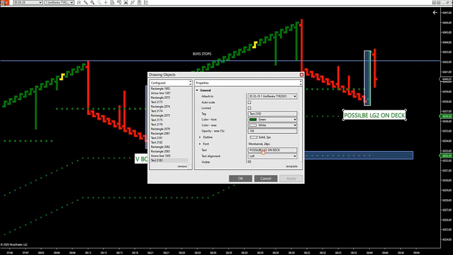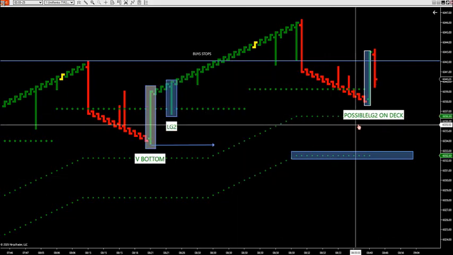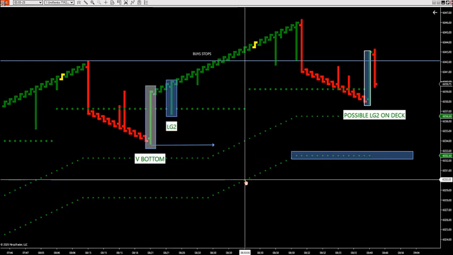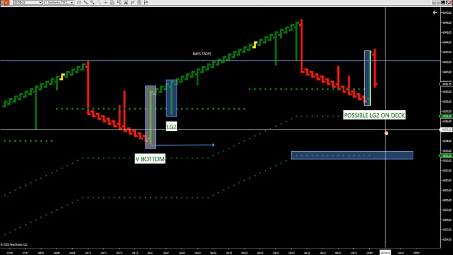Now, I spelled possible wrong. Now we're looking for the next first LG2. Oh my goodness, spelled it wrong again. There we go. Possible LG2 on deck.